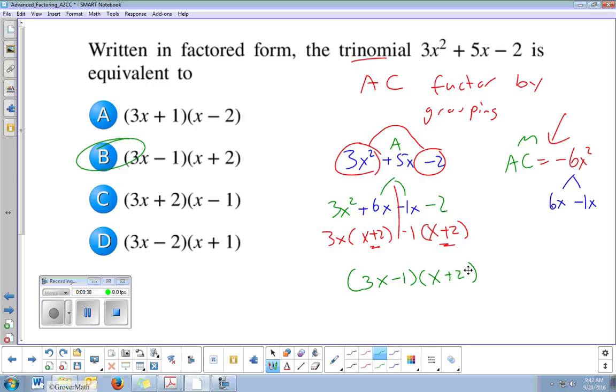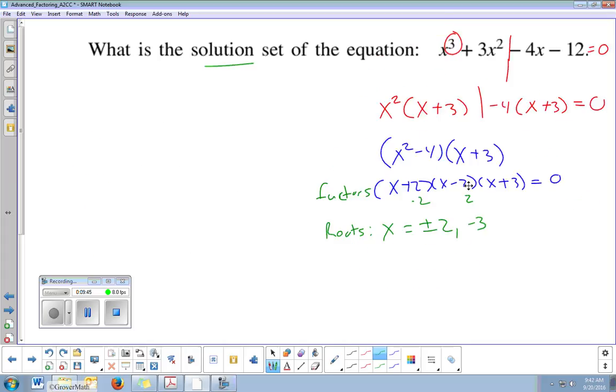And of course you can multiply this out to confirm that it does multiply back to that. You could always do that with every factoring we do, even this. I could multiply all 3 of these out. It'll come back to this.